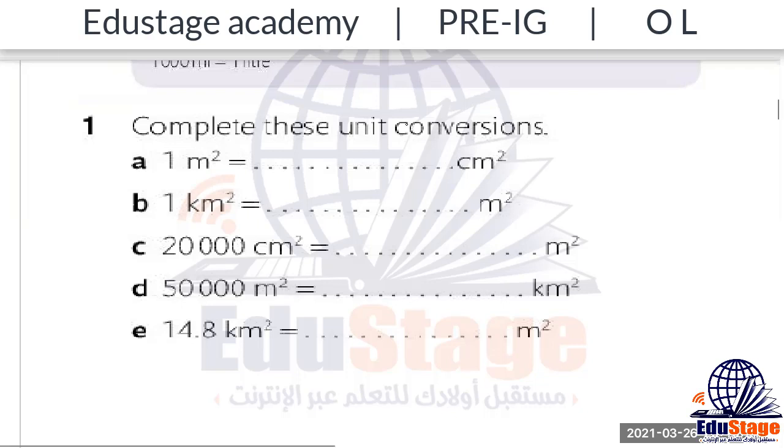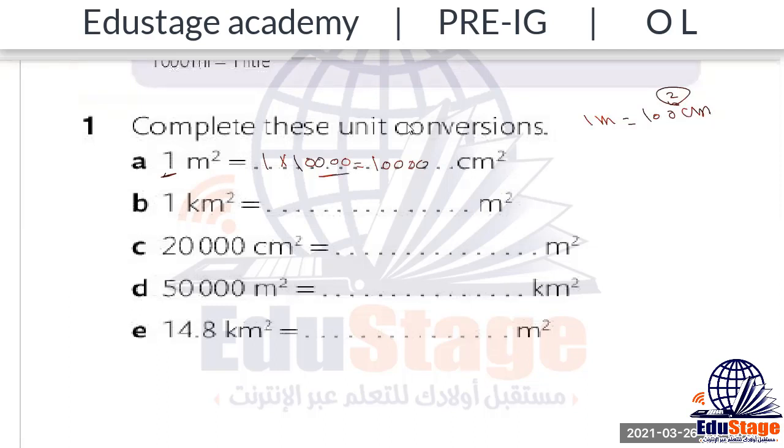As Muhammad said, 1 square meter equals, we multiply by 10,000. So 1 multiplied by 10,000 equals 10,000 square centimeters. Guys, you know that 1 meter equals 100 centimeters, okay? So if you want to make it square, you just put square here, yes? So you put 4 zeros here.